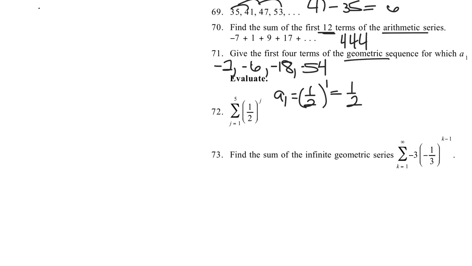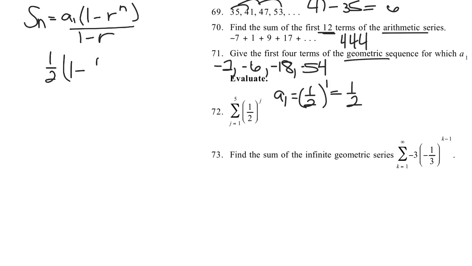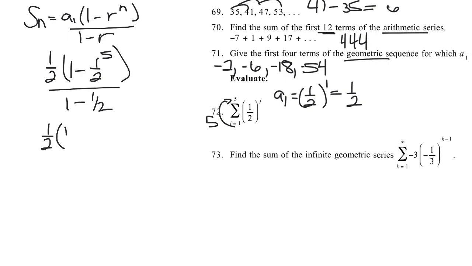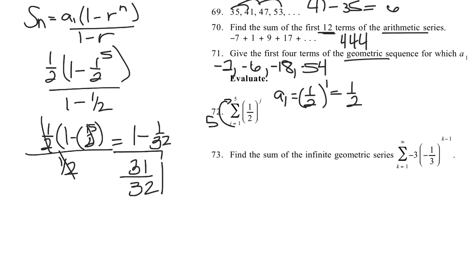Sn equals a1 times 1 minus r to the n power over 1 minus r. So all I need for that is a1, r, and n. So that's 1/2 times 1 minus 1/2 to the 5th power, since from 1 to 5 is 5 terms, over 1 minus 1/2. So 1/2 times 1 minus 1/2 to the 5th over 1/2. The 1/2s cancel. And this is 1/2 to the 5th, so 1 minus 1 over 32, which is 31 over 32.